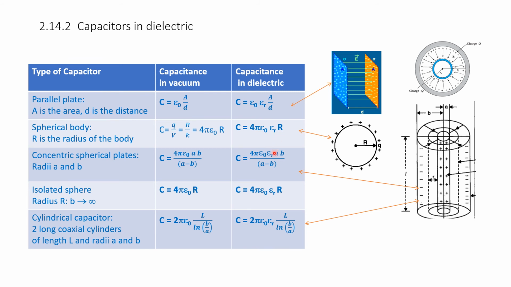The revised value for a concentric sphere is also given. C is equal to 4 pi epsilon naught epsilon r A into B divided by B minus A. Isolated sphere: in an isolated sphere, it is 4 pi epsilon naught epsilon r into capital R. For a cylindrical capacitor, the value is C is equal to 2 pi epsilon naught epsilon r into L, capital L, the length of the cylinder, divided by natural log B by A.